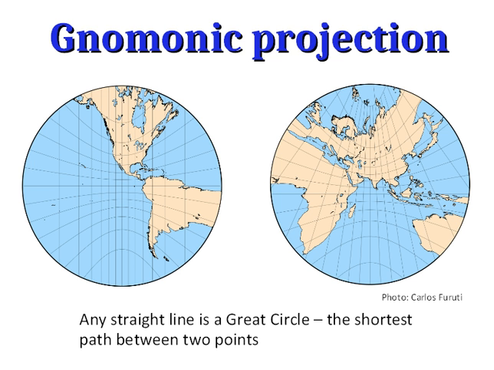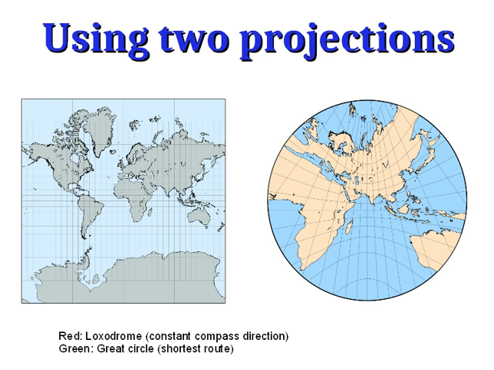Here's another very useful projection called the Gnomonic Projection. On the Gnomonic Projection, any straight line that you draw is what we call a great circle. A great circle is the shortest path between 2 points. And so we can use the Gnomonic Projection along with the Mercator projection to navigate.